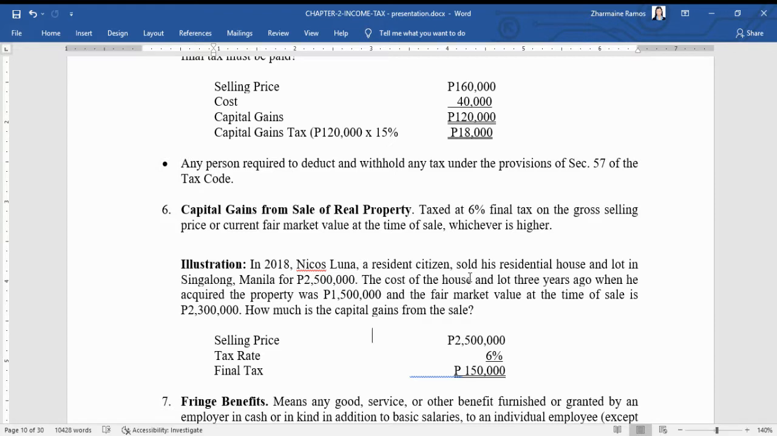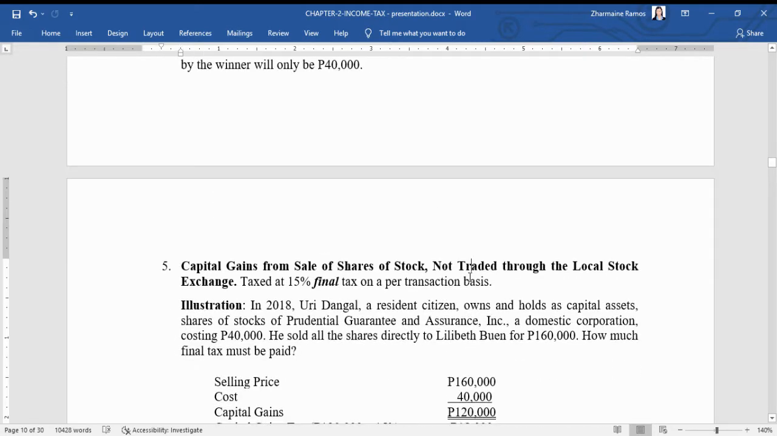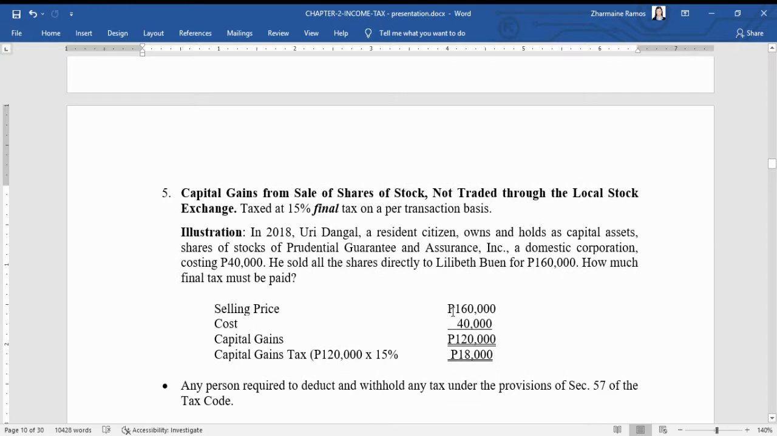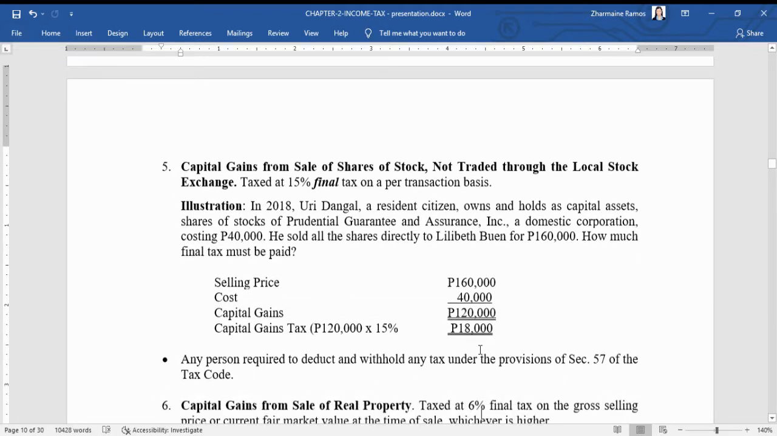So baka nalilito ka na, ma'am, bakit yung example kanina dineduct yung cost ng binebenta niya? Well, dito kasi sa number 5, capital gains from sale of share stock, ang itatax mo kasi is 15% final tax galing sa mismong capital gains. Gain. Di ba kapag gain, yun yung kinita mo. So, selling price minus costs. So, yun yung sinubject sa capital gains tax.